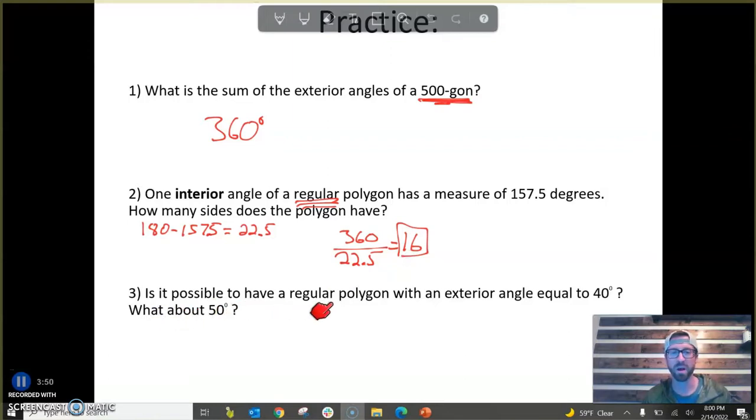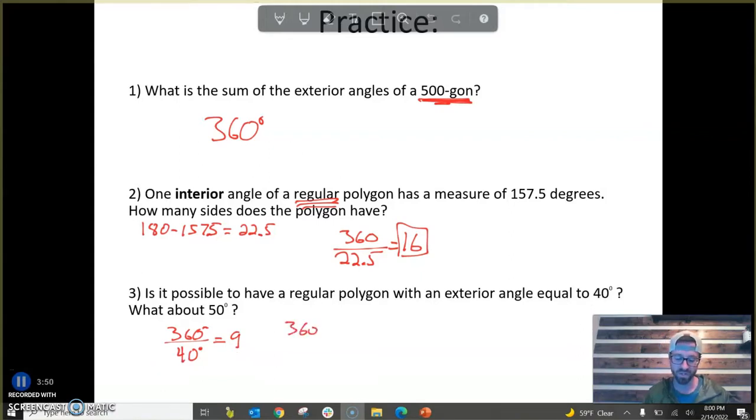Now, lastly, is it possible to have a regular polygon with an exterior angle of 40? What about 50? Well, what we know is that if I have 360 total degrees worth of exterior angles and we divide that by 40, you would get 9. That would mean, yes, it's possible. In fact, that's a regular nonagon. It would have exterior angles of 40 degrees each.